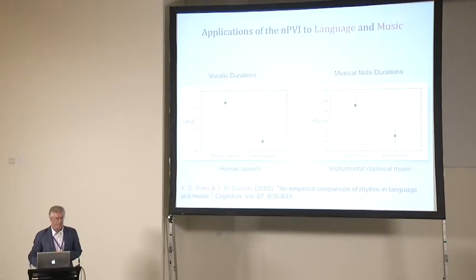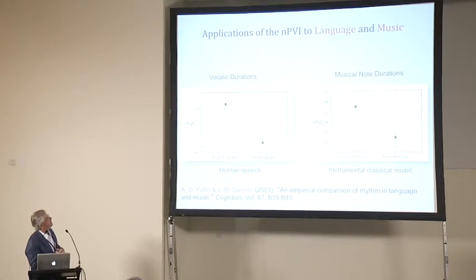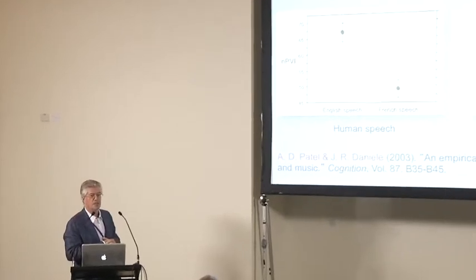I can't resist showing you one study by Patel and Daniele, where they compare human speech rhythms, so these intervocalic rhythms, complexity in terms of nPVI, with music, and in particular, instrumental classical music, so no singing, and the music note duration. So they're comparing vocalic durations with musical note durations, and interestingly, they find, for instance, that English speech is more complicated than French speech, and we get exactly the similar behavior for the music. So English music is more complicated than French music, and about the same differences and standard deviations and all that.